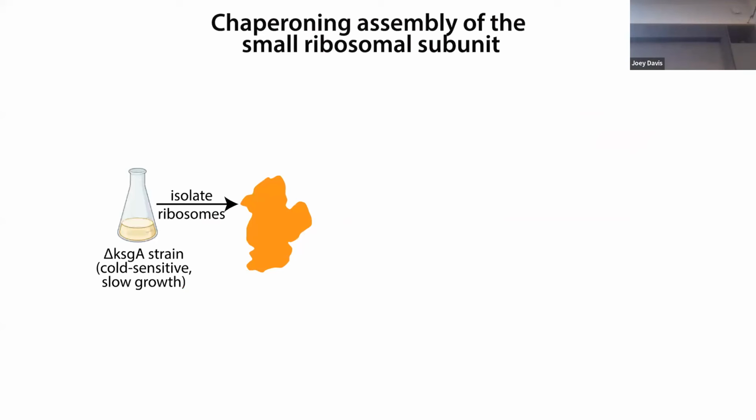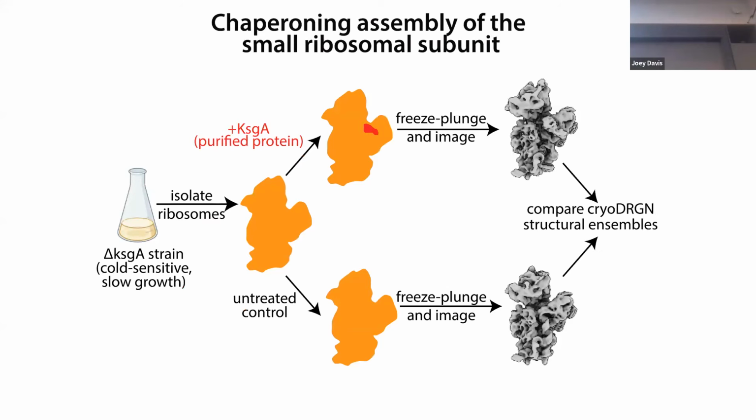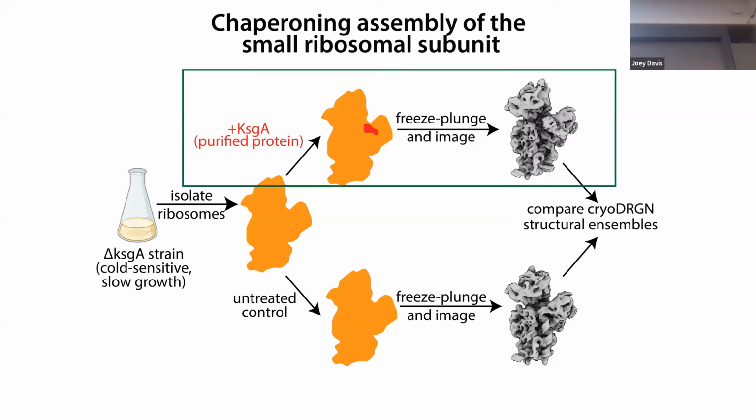Okay, so here's the experimental design. We're going to grow cells in the absence of KsgA. The idea is that they should accumulate ribosomes, which are the substrates for this factor. We're going to split those into two groups. One will be treated with the factor, and one is untreated. We're going to image each one of them independently. Then we'll use this tool, CryoDRGN, to compare the structural ensembles between them.